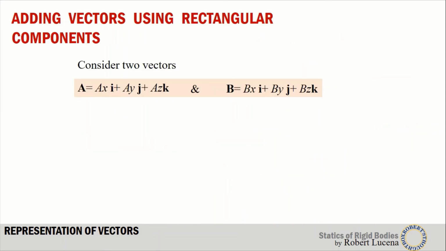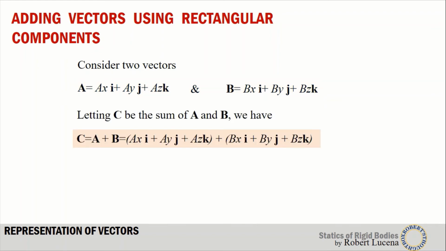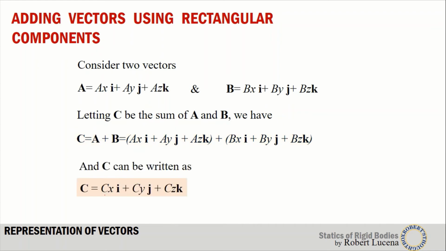Now, how do we add two vectors? We already know how to represent vectors. Say we have two vectors. How do we add them up? Let's see the sum of vector A and vector B. We have C equals A plus B. So let's write vector A here and vector B here. Now let's add them up, and C could be written as C equals Cx i, the x component of C, the y component of C, and the z component of C.